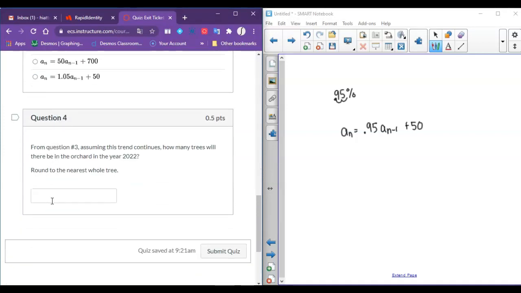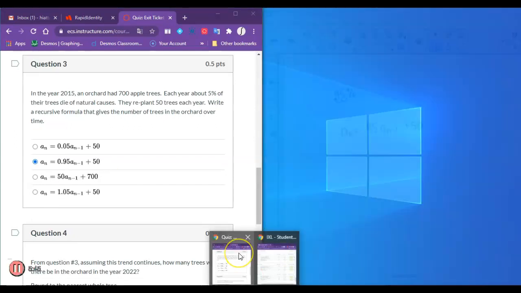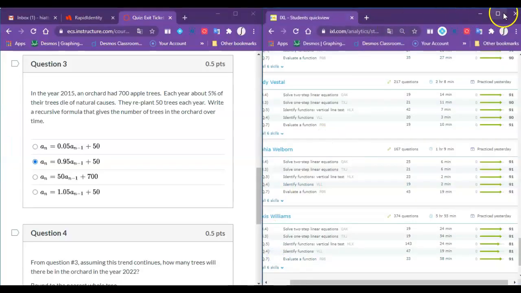All right, the last question asks us to still use the situation. We want to know how many trees will be in the orchard in the year 2022. And so we're going to use a spreadsheet for this to help us. So let me open a spreadsheet up real quick.